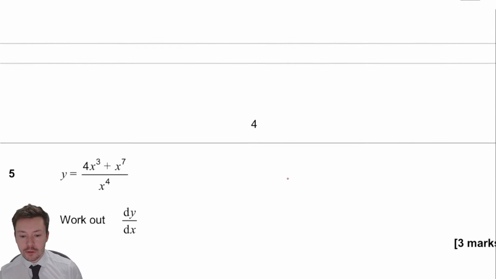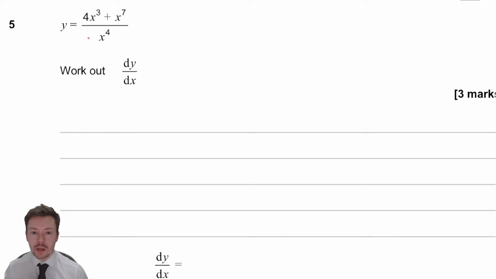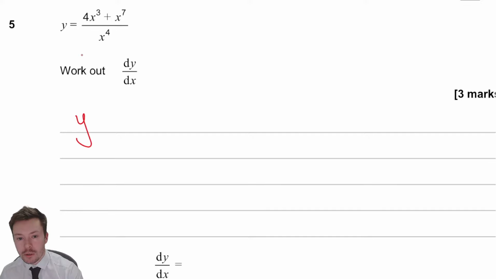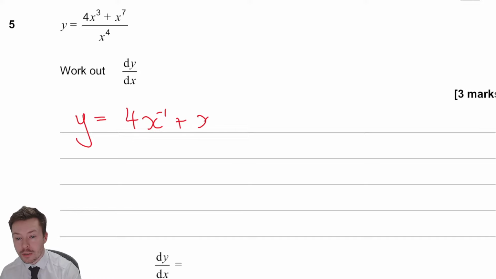Okay, next question. Question 5, we've got to differentiate. And before we differentiate, we want to write all of this as x with a power. So we're dividing here, so you're going to subtract your powers. And so we get y is equal to 4, and then we've got 3 take away 4, so x to the power minus 1. And then from there, we have x to the power of 7 divided by x to the power of 4. So 7 take away 4 is 3. So plus x cubed. Okay, I'm going to rewrite that plus because that was a bit, well, very neat.